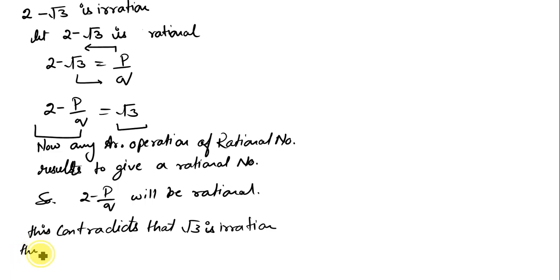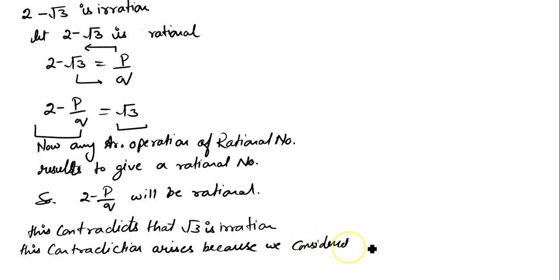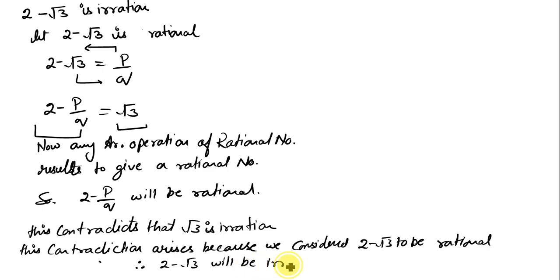And again this contradiction arises because we considered 2 minus root 3 to be rational. Therefore, 2 minus root 3 will be irrational.